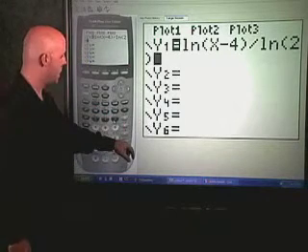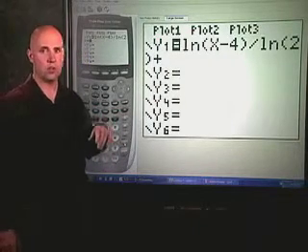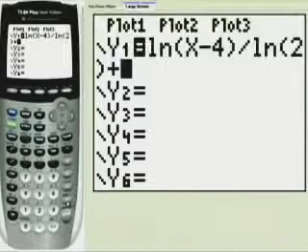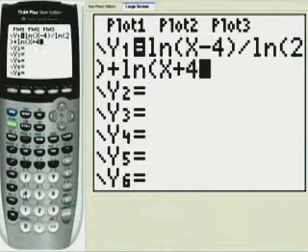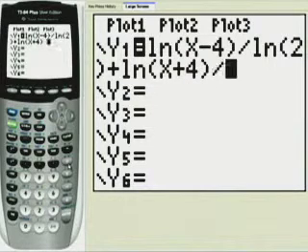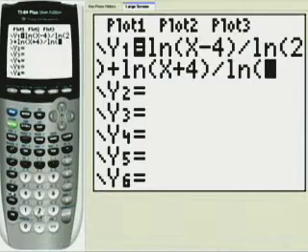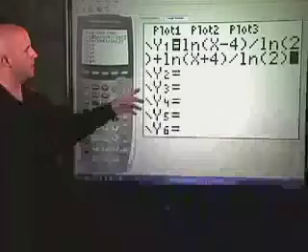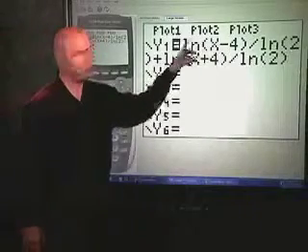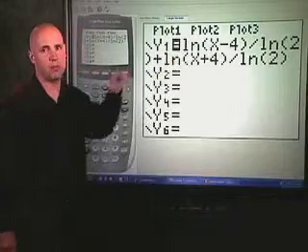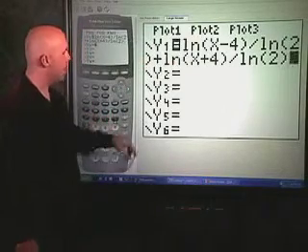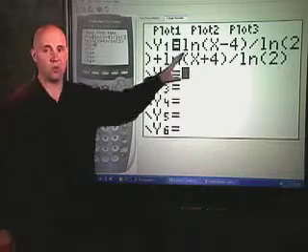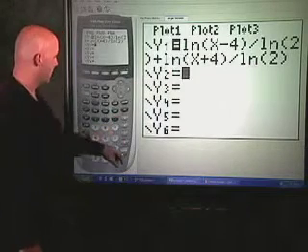We also have to add in the second part, which is log base 2 of (x plus 4). Again, using our change of base formula, we'll use the natural log of (x plus 4), and again, dividing by the natural log of 2. Now, when dealing with logs, make sure that you're careful about closing your parentheses so that you're not doing any implied operations. So that's our left side of the equation. We'll hit enter. In y2, we're going to enter the right side, which is just the constant 3.